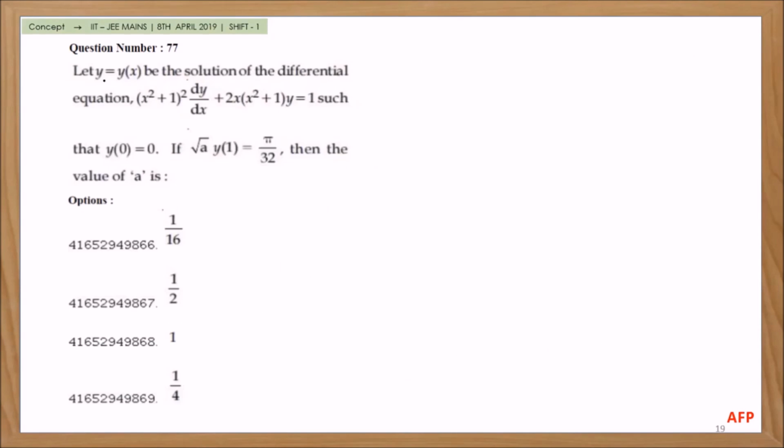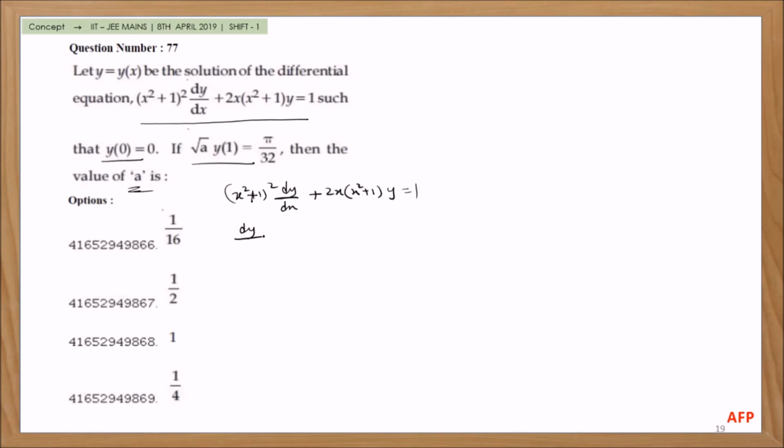Next problem. y equals y of x is the solution for a differential equation. This is in the form of a linear differential equation, and it is an initial value problem. These two conditions are given, and then you have to find the value of a. First we will write the differential equation: (x square plus 1) whole square dy by dx plus 2x (x square plus 1) y equals 1, dividing throughout by (x square plus 1) whole square.